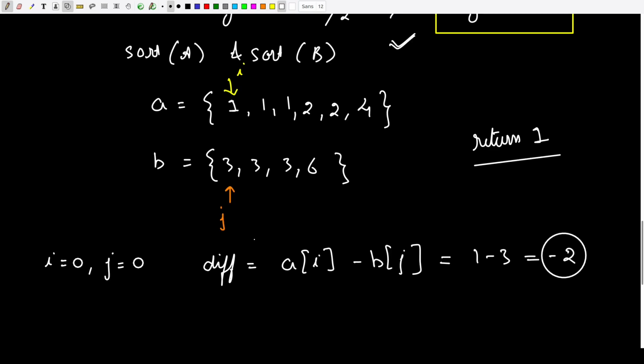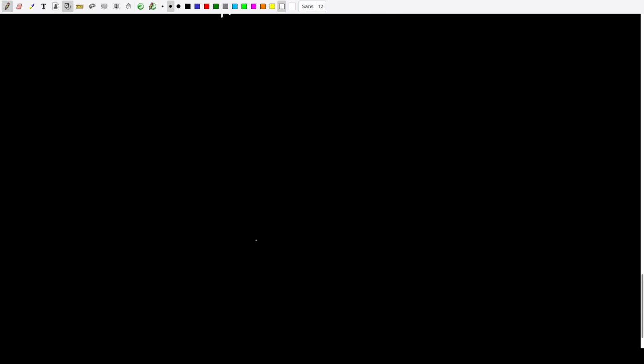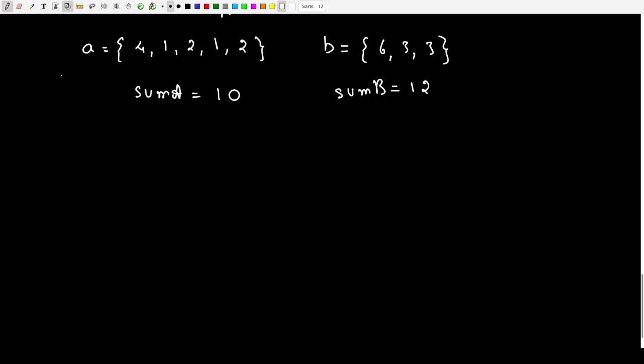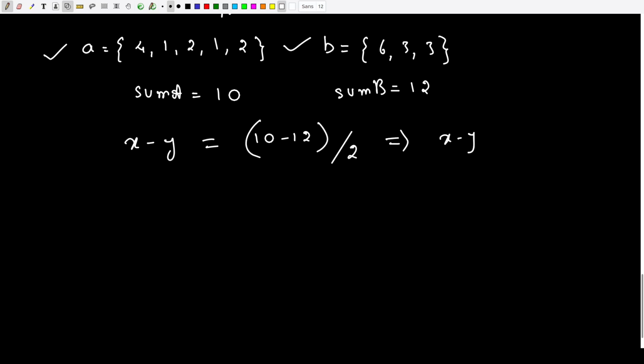Let's take a few more examples in order to understand the concept completely. So let's take another example. Let us say array A is this, array B is this, the sum of array A is 10 and the sum of array B is 12. Now, as per our equation, x minus y is equal to 10 minus 12 divided by 2, which simply means x minus y equals minus 1.